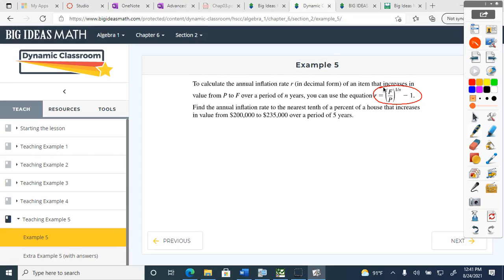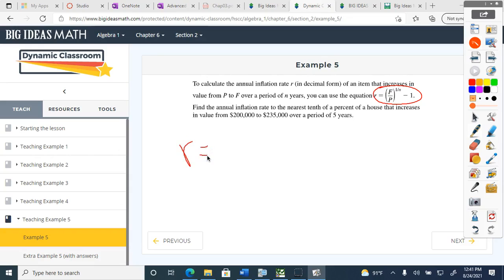Okay, that is a word problem, but I'm here to tell you it's not actually a word problem. I don't consider it a true word problem unless you are making up the formula. Okay, did they give us our formula here? Yes. All you're doing on this one is plugging in. So you're looking for the annual inflation rate. So you're looking for R.